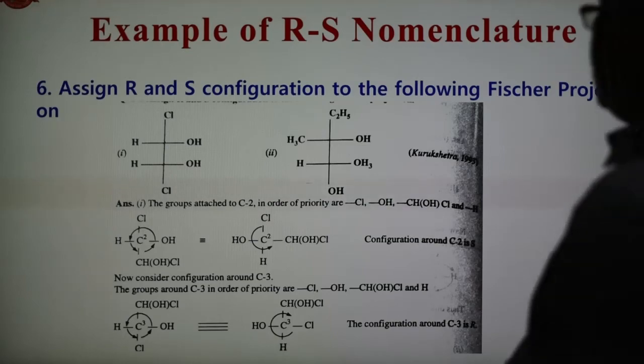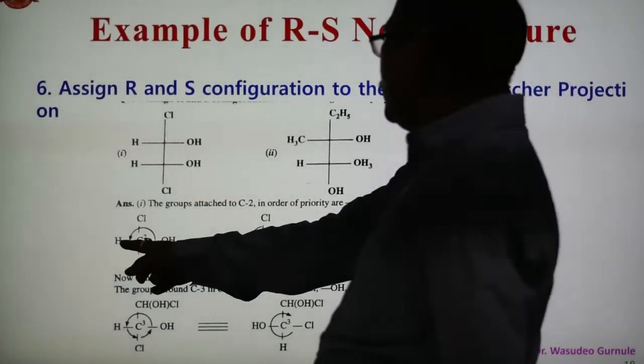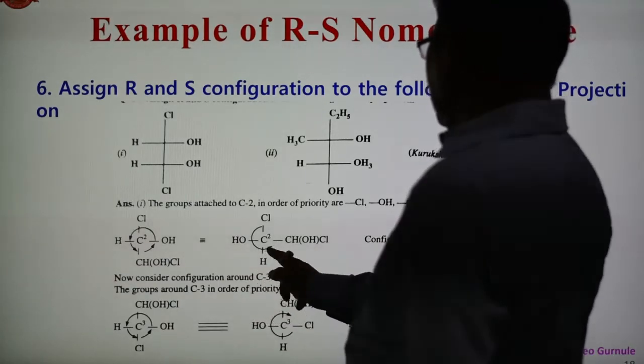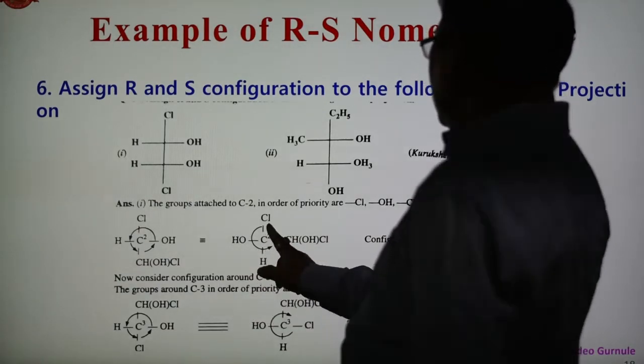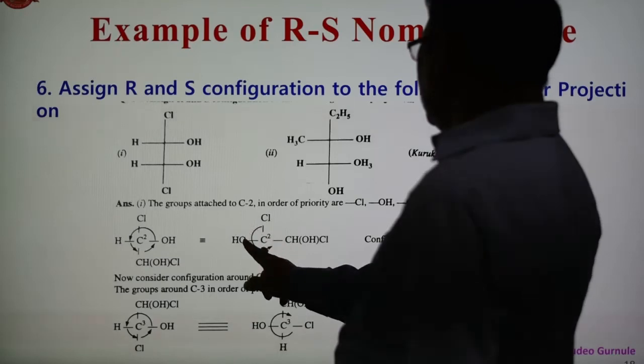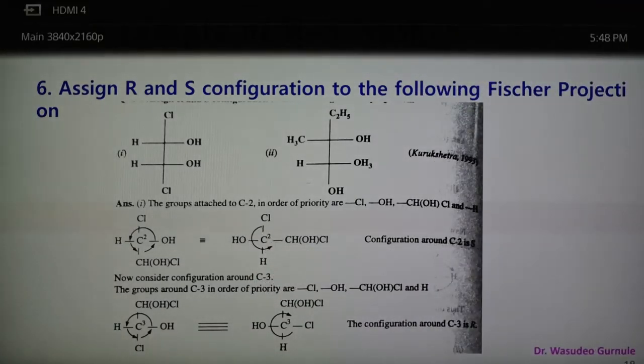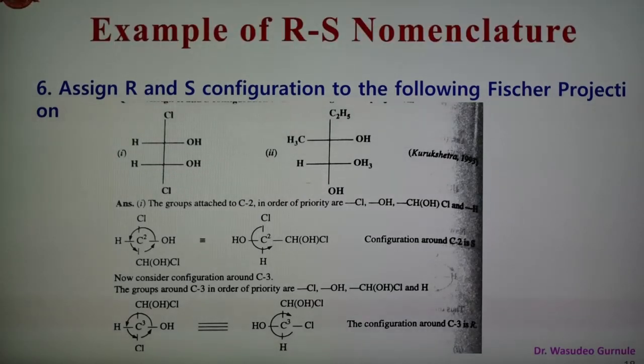and in this case H is here, so bring this H to the bottom, and so after arranging this, this is now the highest priority 1, then 2, so 1, 2, 3 in this way. So the configuration is anti-clockwise, the priority order goes toward the left, and therefore the compound C2 is S, sinister configuration. Now consider the configuration around the C3.